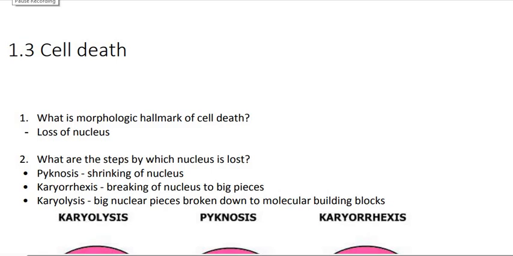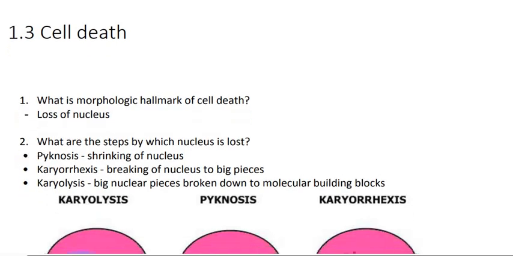We talk about cell death, and the morphological hallmark of cell death is loss of the nucleus. There are three steps when the nucleus is lost. Pyknosis: the first step is shrinkage of the nucleus. Then karyorrhexis is breakdown of the nucleus into fragments, and third is karyolysis, where big nuclear pieces are broken down to the molecular building blocks.